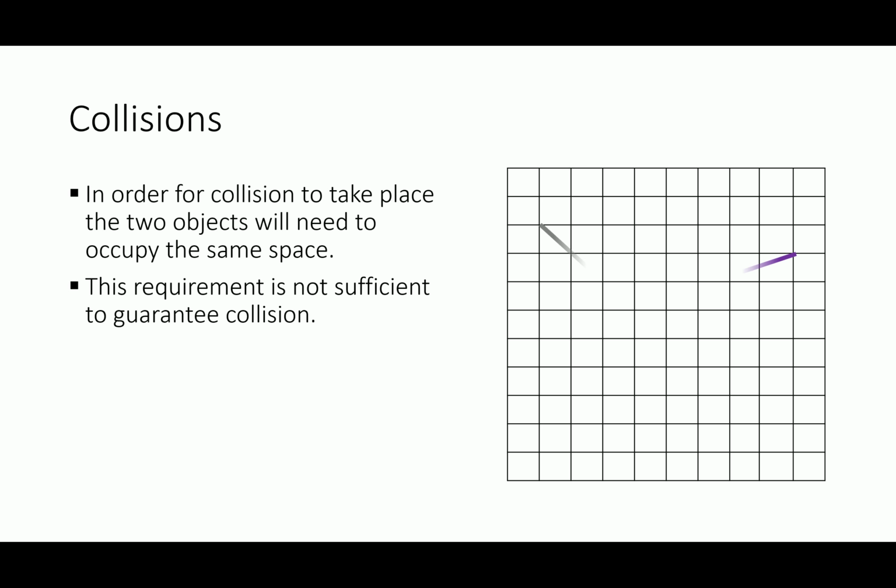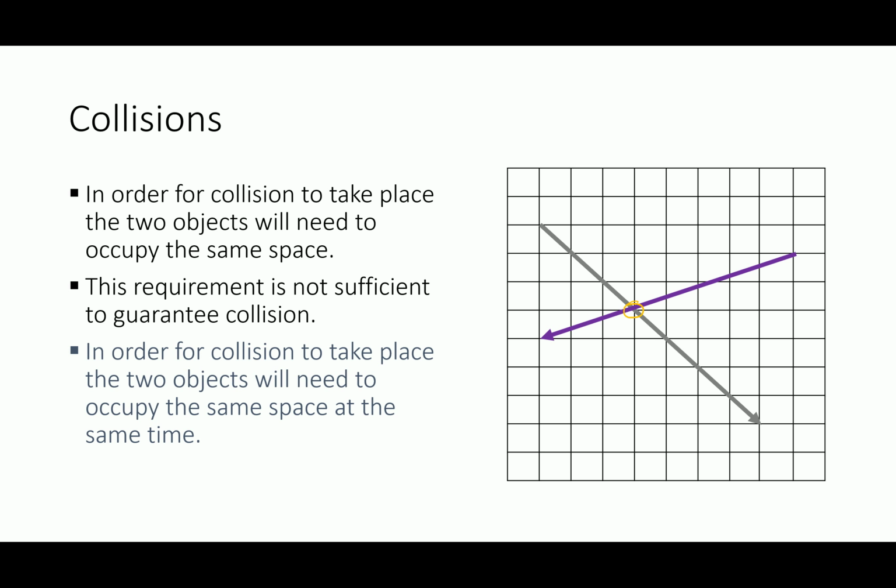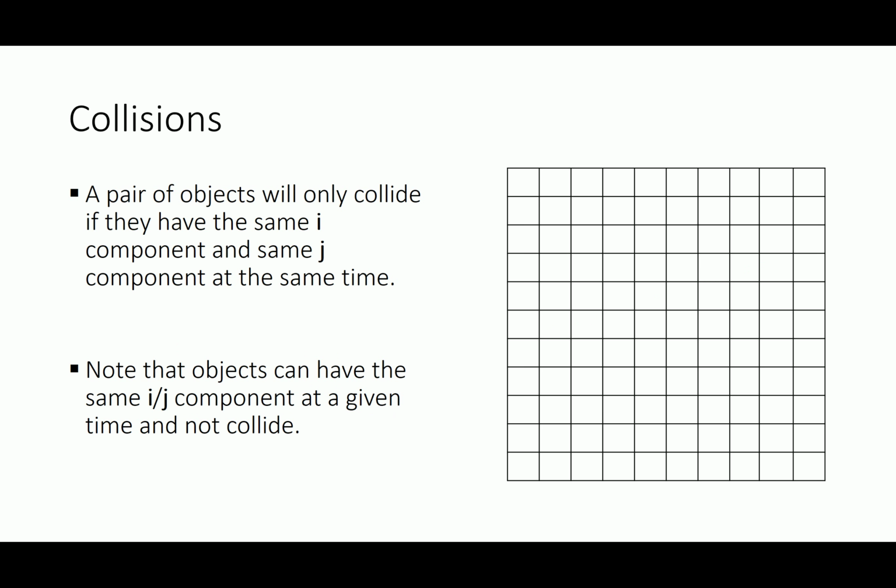All we have to do is look at this example, and we see that one object just passes behind the other object. So they do pass in the same place, but they just don't do it at the same time, and time is the key. In order for a collision to take place, the two objects need to occupy the same space at the same time. What does this mean in terms of vectors?